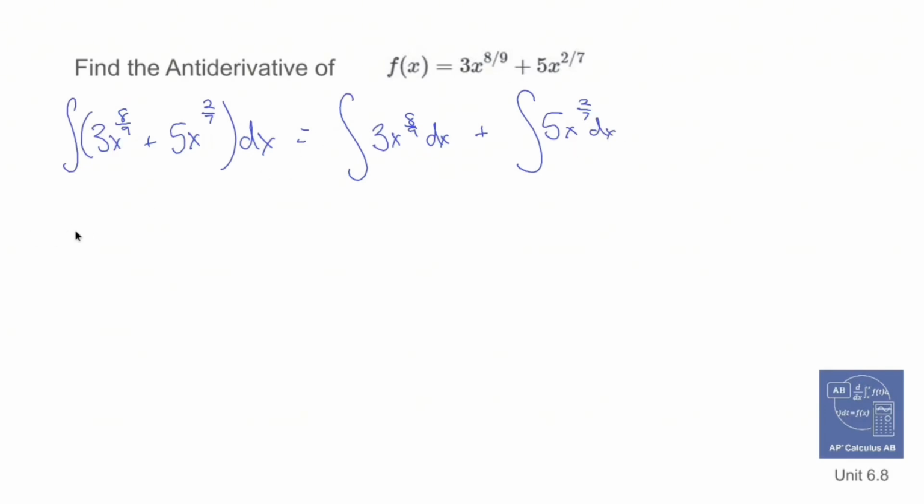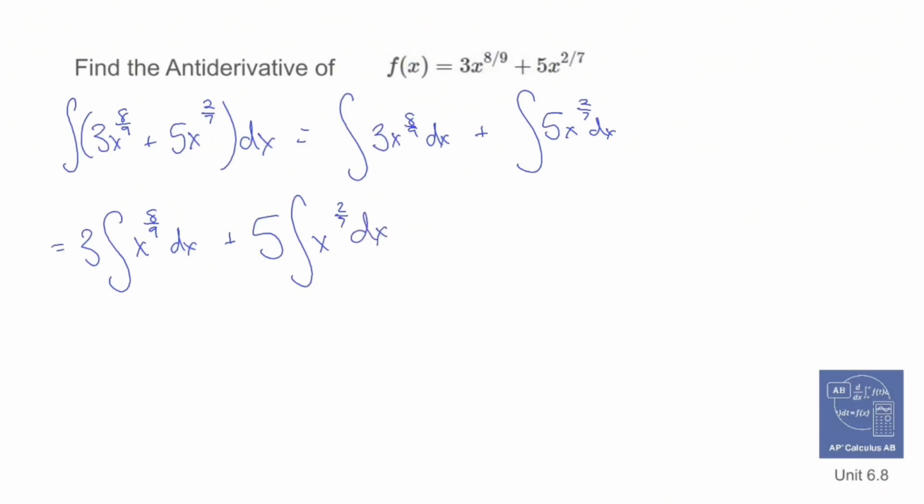While I'm at it, let's rip out a 3, like that. So I have x to the 8 ninths dx. And let's rip out a 5. x to the 2 sevenths dx.